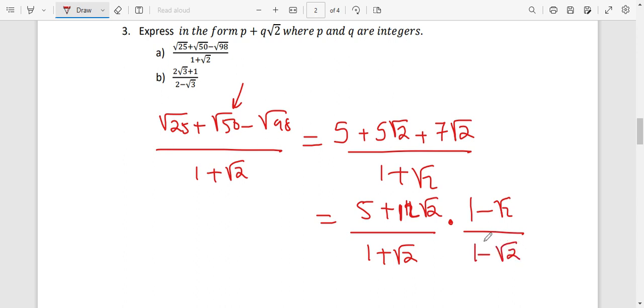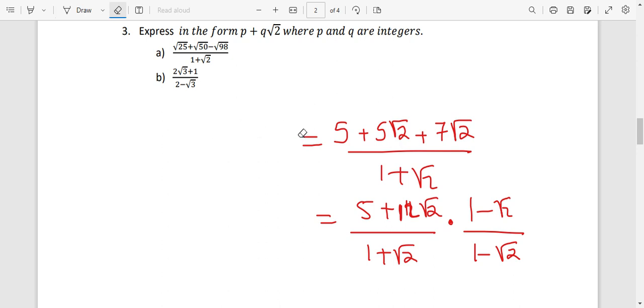Yes, Richard? Sir, was it going to be a difference if we started by doing the rationalization before simplifying the top? It wouldn't have been different. It would just have been complex to work out easily.